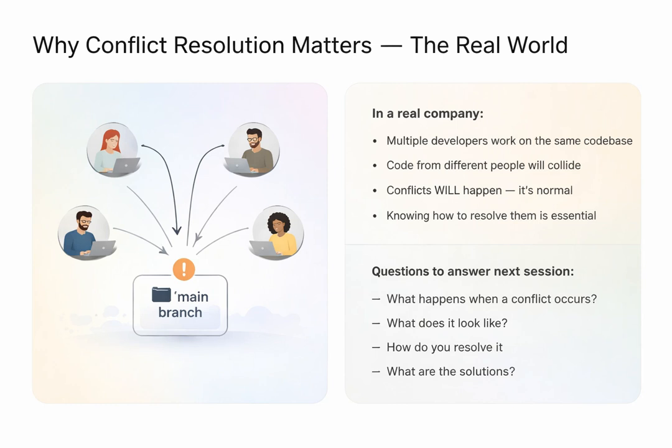Conflicts are not a sign that something went wrong. They're a completely normal part of collaborative development. What matters is knowing what to do when they happen. The instructor promises that the next session will cover exactly that: what a conflict looks like, what happens when it occurs, and most importantly, how to resolve it. Every one of those questions will be answered in depth.